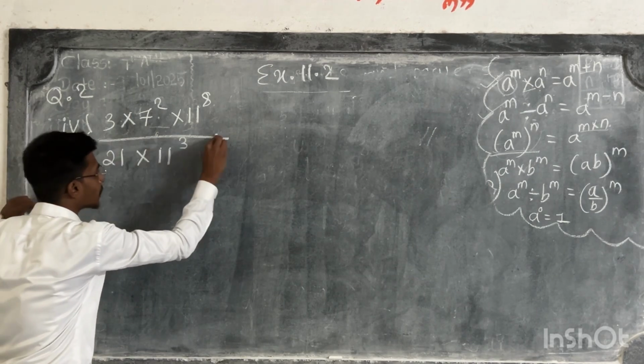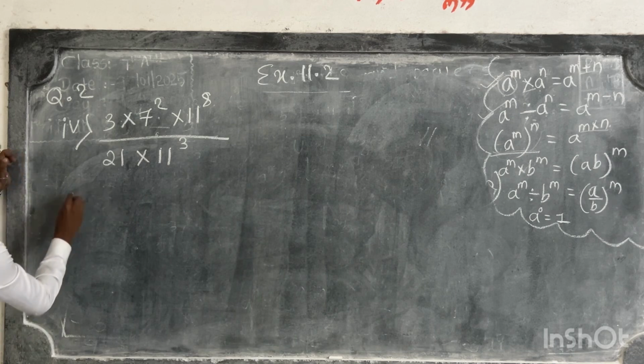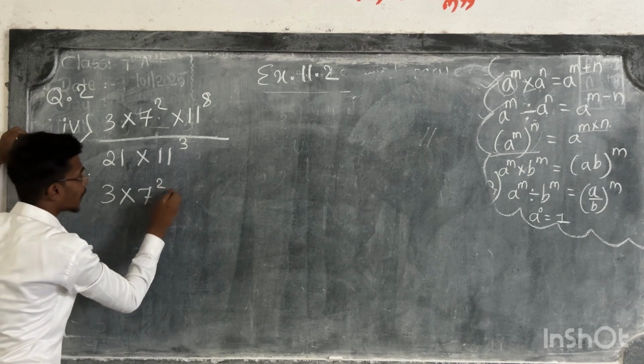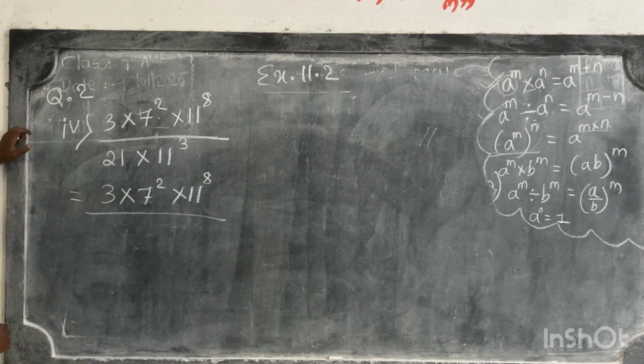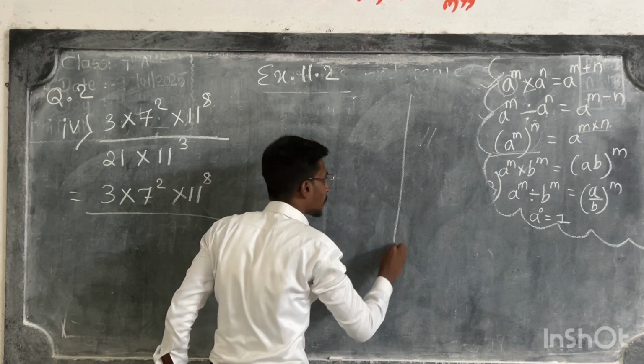In this question, we have to simplify this term by using identities. Okay. So in the place of 3, write 3, 7 square and 11 to the power 8 divided by. So we have to convert this 21 in the form of 3 or 11. So for that, we have to factorize the 21.